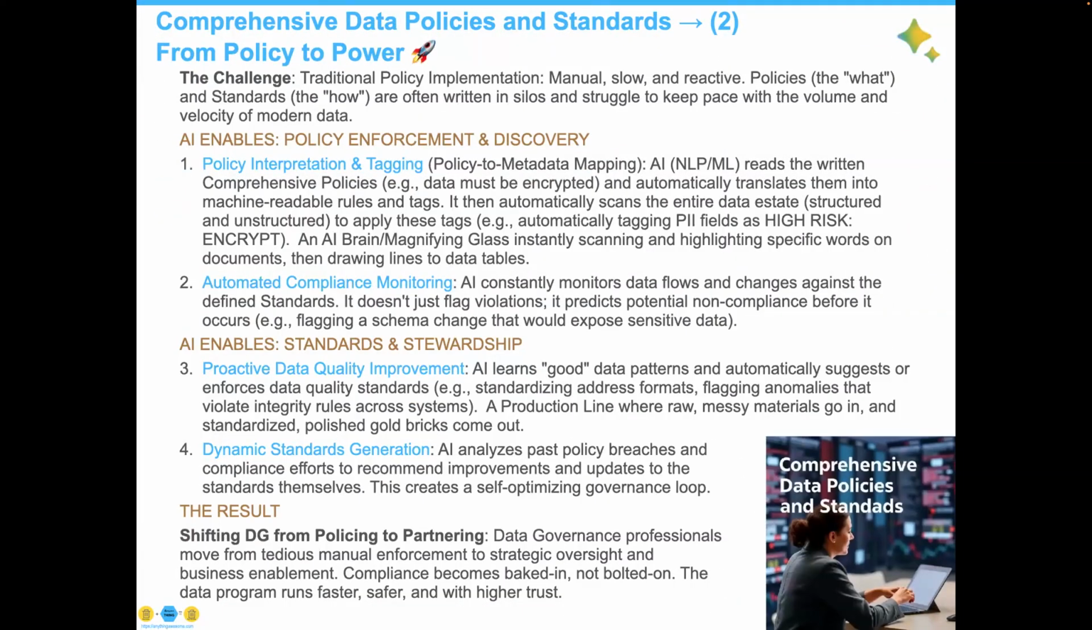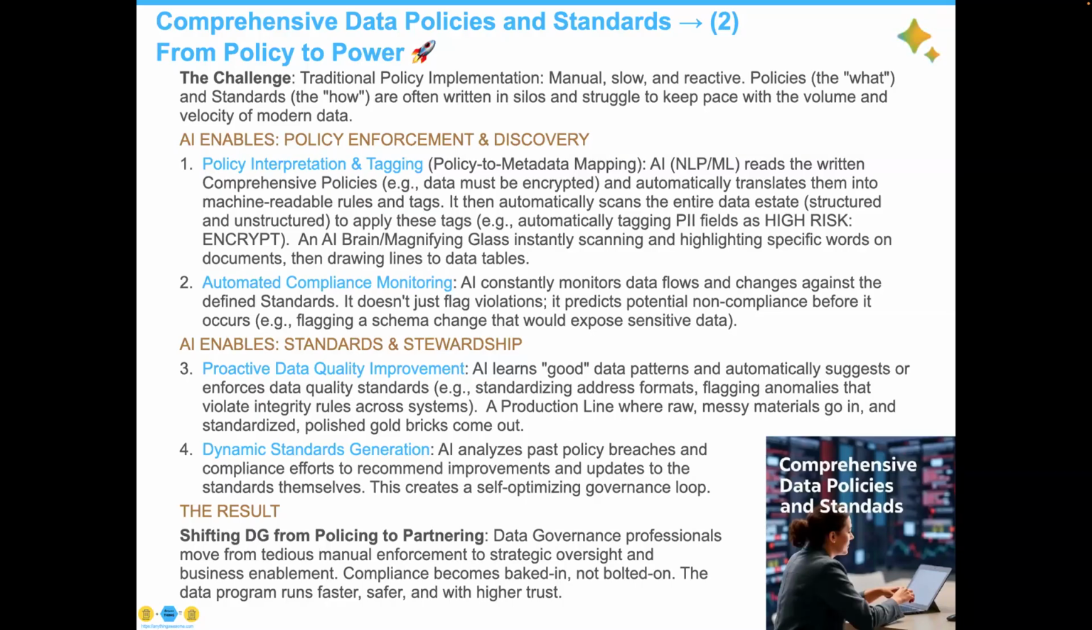This is the second piece. Again, policies and standards, from policy to power, right? In other words, policy implementation and tagging. If I took all those policies that VCU had and tagged them on the way in, it would have been useful. I didn't. I really don't care that much. And we can get into automated compliance monitoring within that as well.